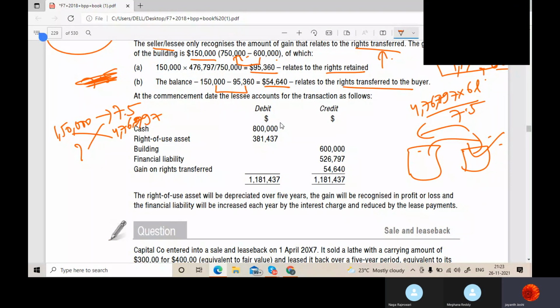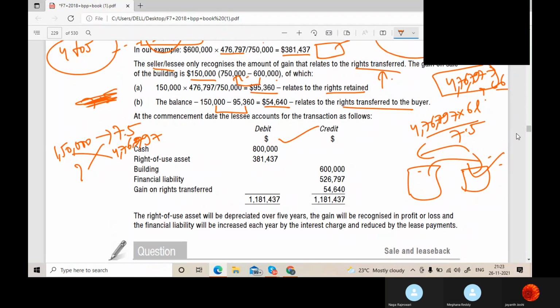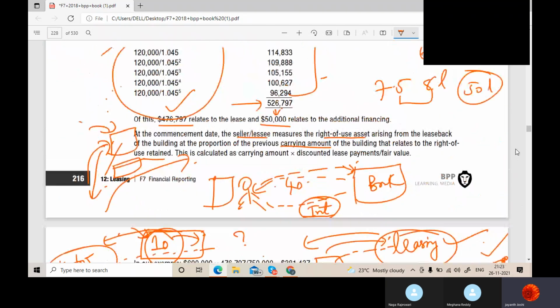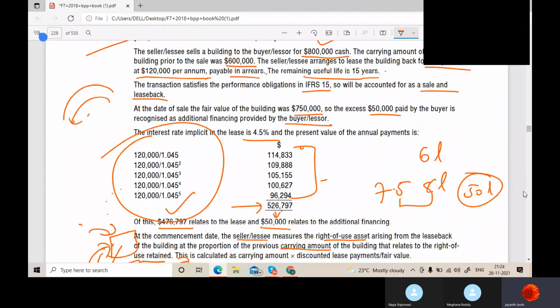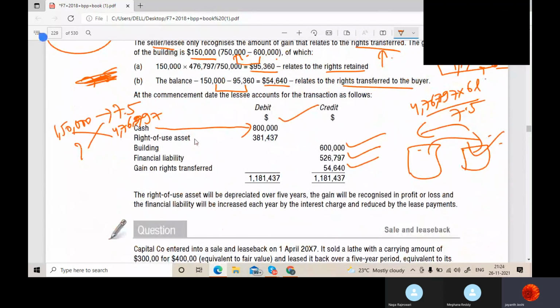Okay, sir. Now the cash they got is this, the right of use asset. This 6 lakhs is the carrying amount. This is the liability they have, because the 50,000 is also additional financing, they have to repay that back also. Gain on rights transferred we have found out. The liability side is all right, and the cash is okay. That is the asset value, because that is the value they got for selling the building, which had a fair value of 7.5 lakhs. And something is missing here. So the balance amount is nothing but the right of use asset. So in this way you can calculate the right of use asset.